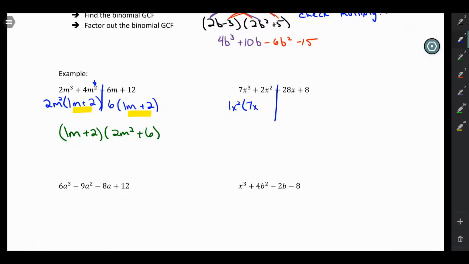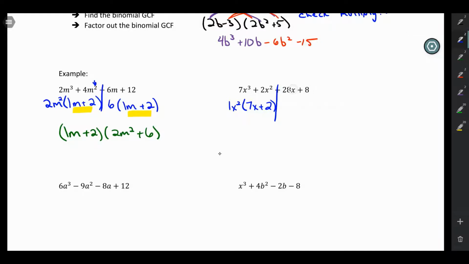2 divided by 1 is 2. Don't need any more x's. I've got both of them right there. Boy, this plus is giving me issues. There we go. Then we do the same thing with the second half.